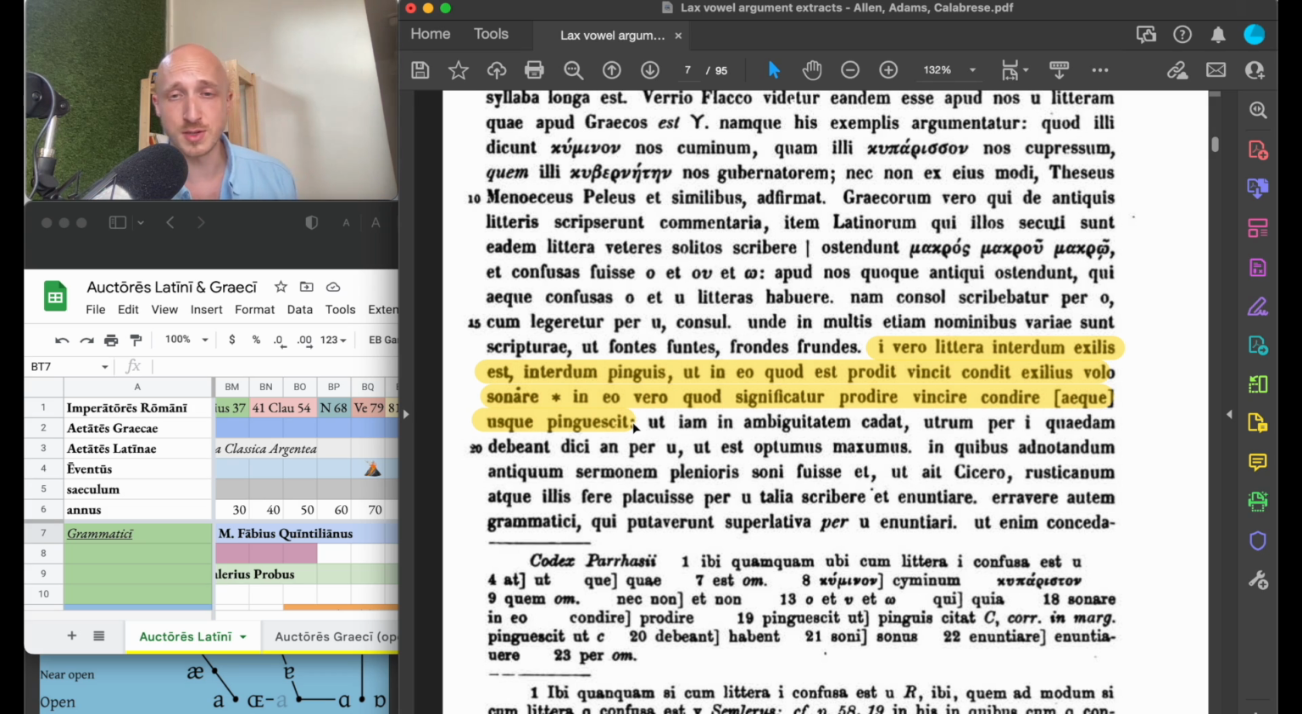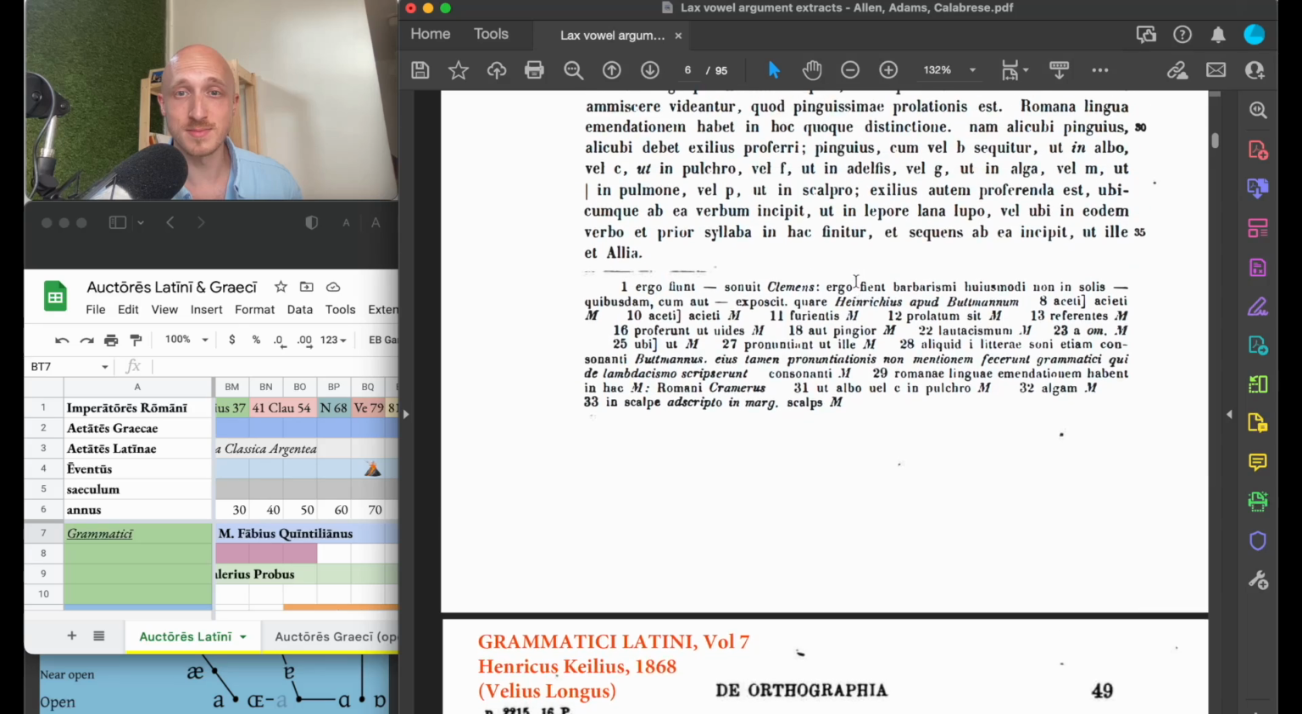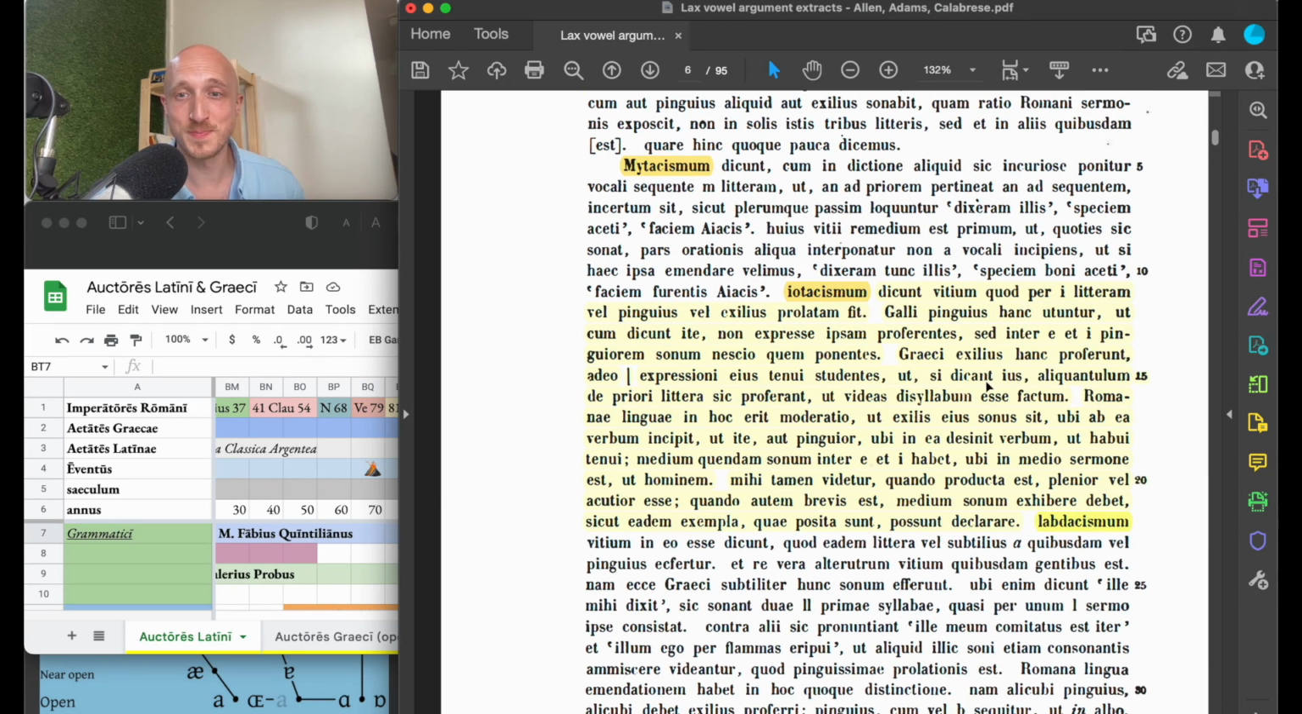From 300 years earlier, a grammarian is talking about the same kind of thing, the difference of quality of the letter I, depending on its length. And he says that exilis is the sound that we get in prodit, vincit, condit. However, in the previous document, just to show you, again, he says that quando producta est, that means long, quando producta est plenior vel acutior esse, quando autem brevis est medium sonum exhibere debet.